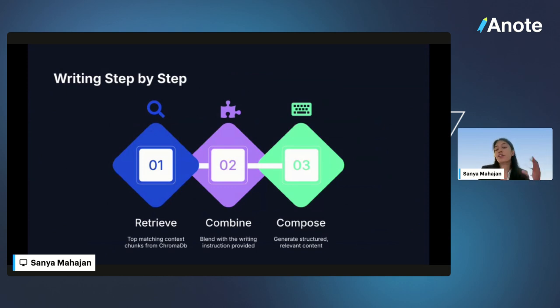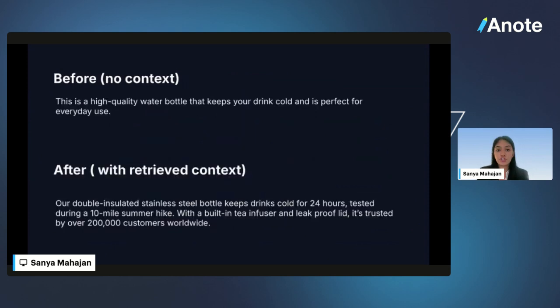On the next slide, I have an example that's a little more about the description of a product and how it might look with an improved RAG model in general. We have two product descriptions here on the right, the before and after, one with no context and one with retrieved context.